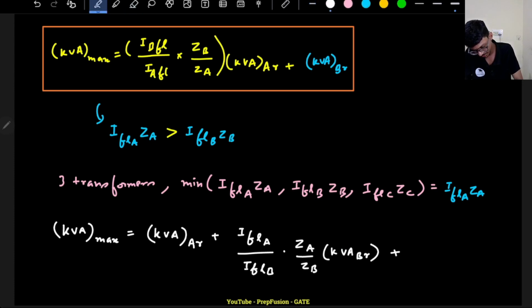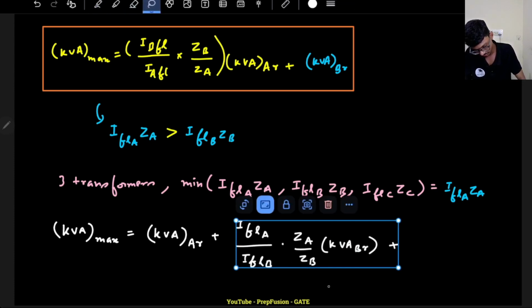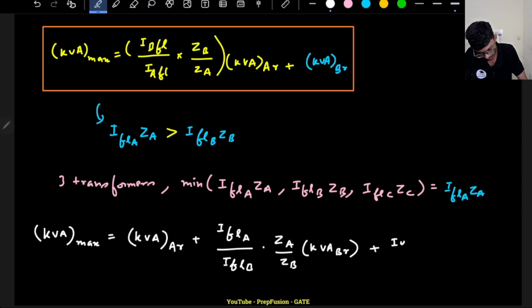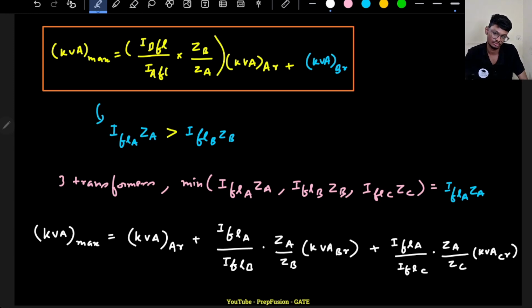Okay. Plus IFL A divided by IFL C into ZA divided by ZC into kVA CR. Okay, got it? So this is how for a three transformer you can derive the formula.